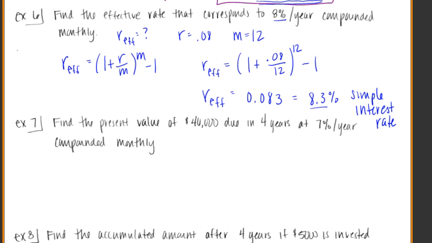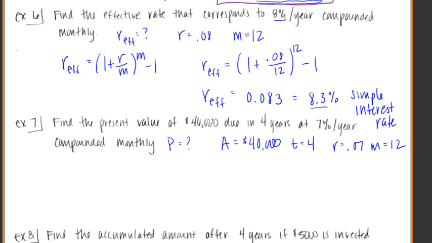Okay? Well, let's look at example 7. We want to find the present value of $40,000 due in 4 years at 7% per year compounded monthly. So what we want to find is the present value, which I don't know. All I know is that $40,000 is due at 4 years with a rate of 0.07 compounded monthly. That's how you word it all out.